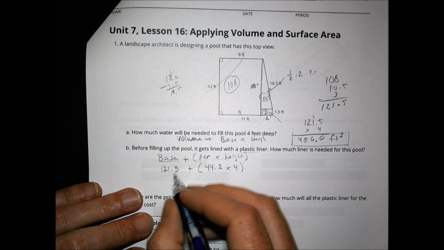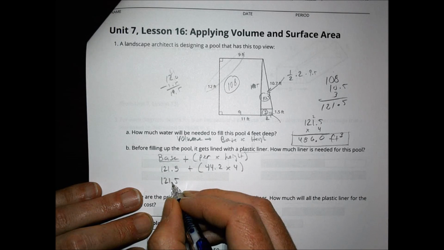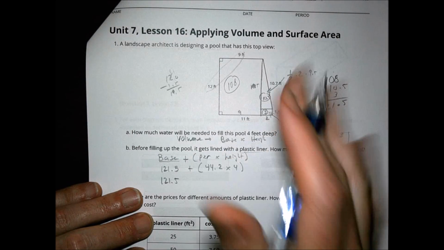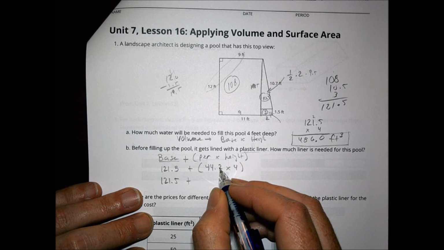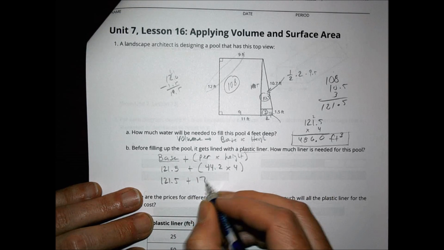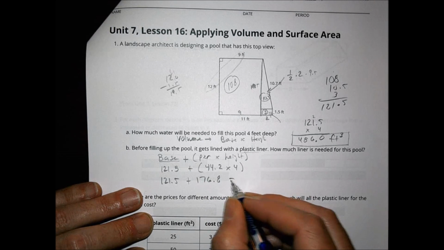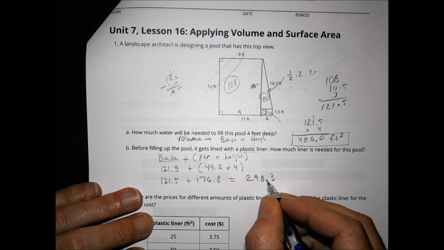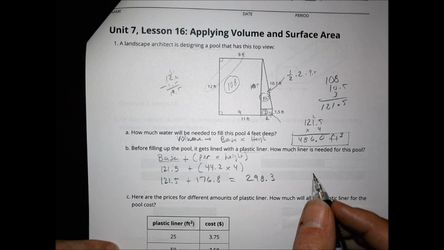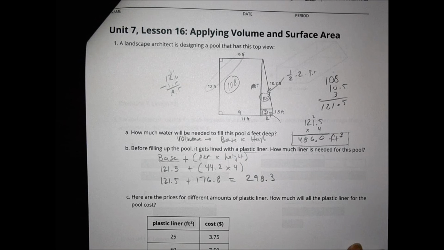So we do 121.5. I don't have to have a top liner. There's only a bottom of a pool. And we're going to add that to 44.2 times 4, which is 176.8. When I add those up, I get 298.3. So that's what I got for my solution there. Yours could be a little different, but that's just where I am with it.